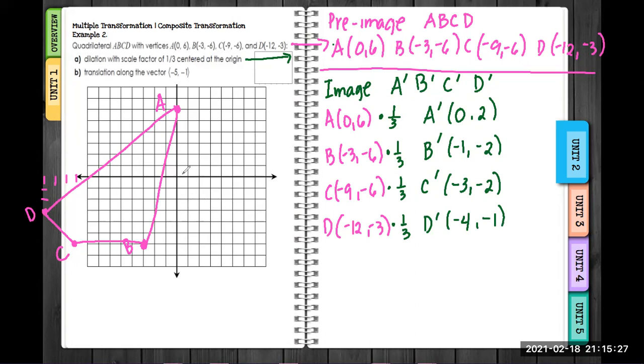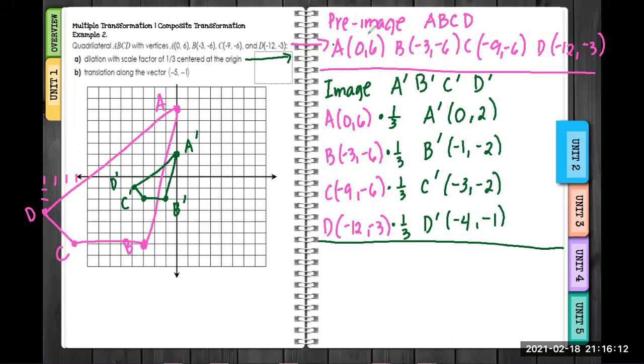So 0, 2 will be here. Negative 1, negative 2 is here. Oops, I forgot to write A prime. And this is the B prime. Next is negative 3, negative 2. 1, 2, 3. So C prime. D prime, 1, 2, 3, 4, and then negative 1 here. So look how tiny it is. It's so tiny. The green one is so tiny. Okay, I'm going to draw a line.